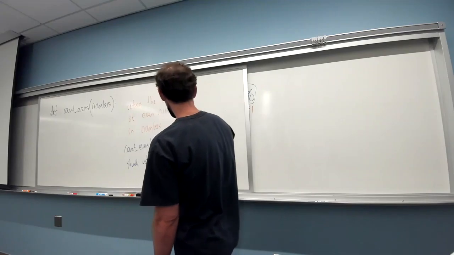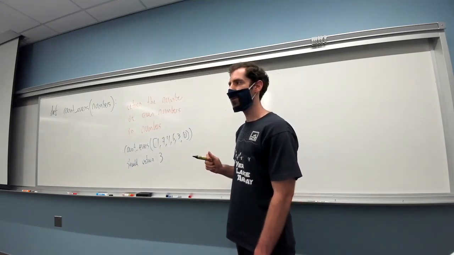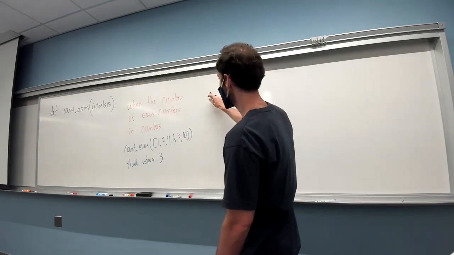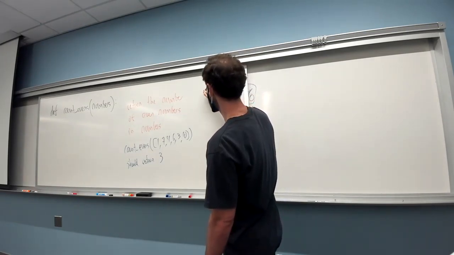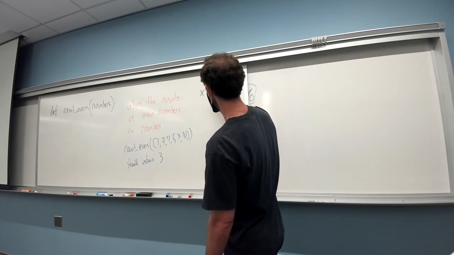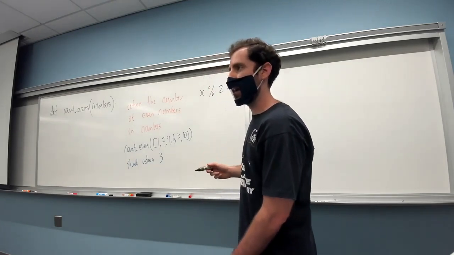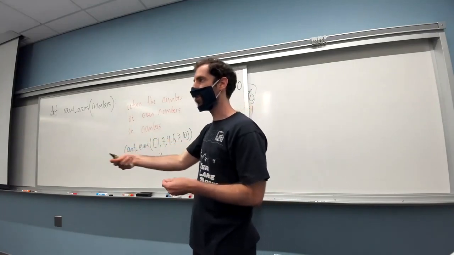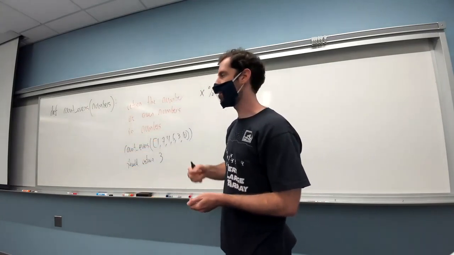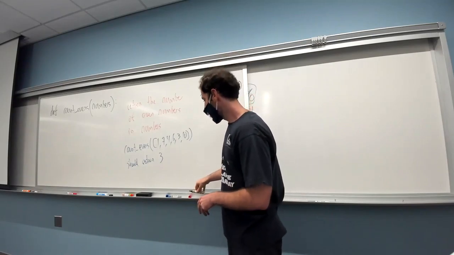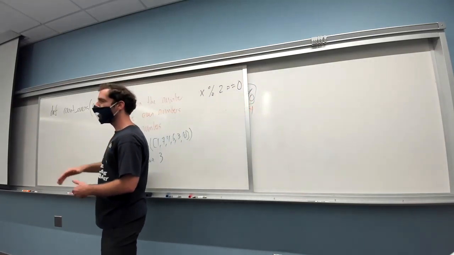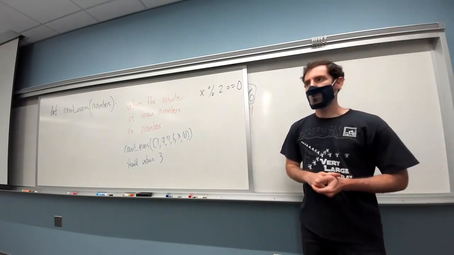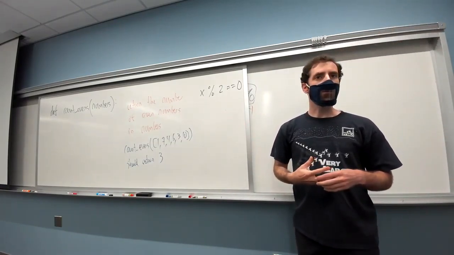And does anyone remember a good way to check if a number is even? Yeah, Gabby. Exactly. If we check the remainder when dividing by 2 and it equals 0, then the number is even because 2 went in with nothing left over. So this function probably needs to use both a loop and an if statement. So by yourself or with your neighbors, work on writing the code for this function.